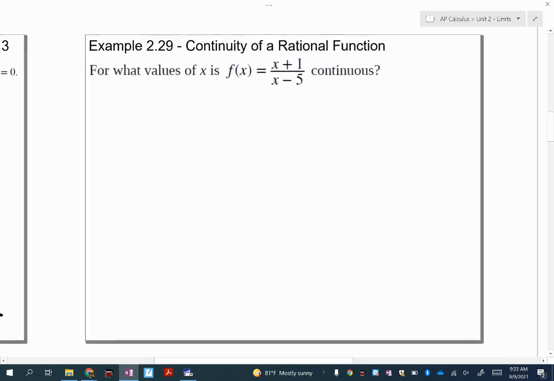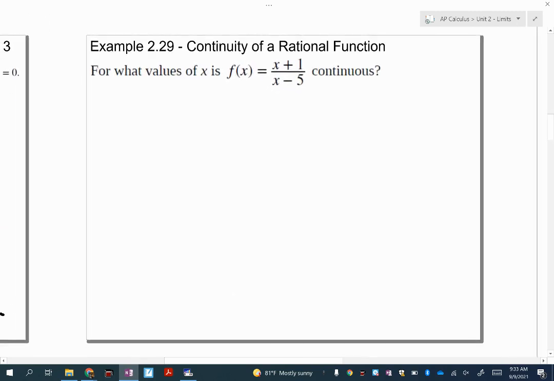All right, let's keep going. Now, this one is saying to find the values for this function where it is continuous. Now, whenever you have a rational function, the only issue you're looking for here is when you're looking at the vertical asymptotes, right?